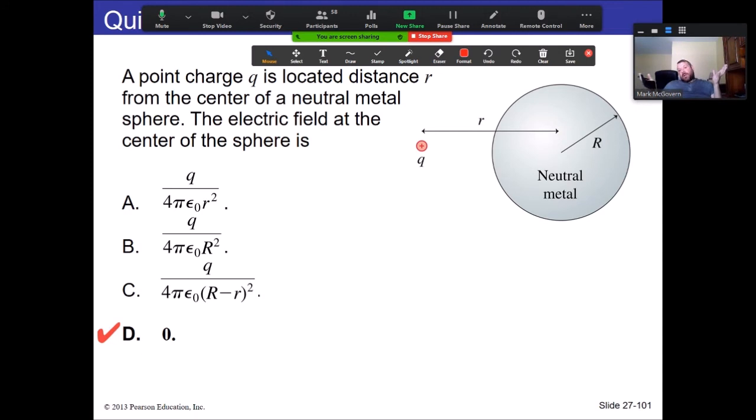What's going on? Because you're thinking, okay, we've got a point charge. I know what the electric field due to a point charge is. But this is a metal sphere. It's not an empty space. What happens to this metal sphere? What's the word for it, people? There's a word for it.